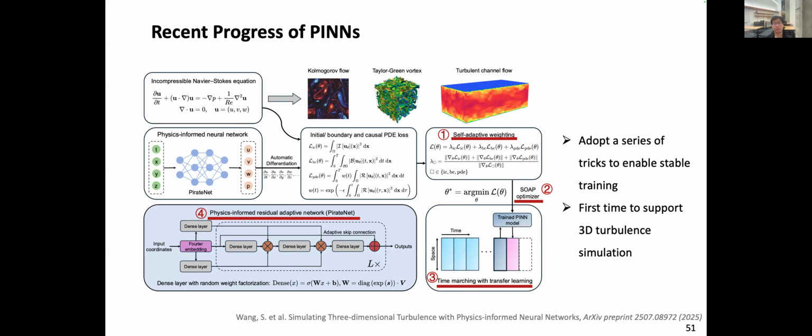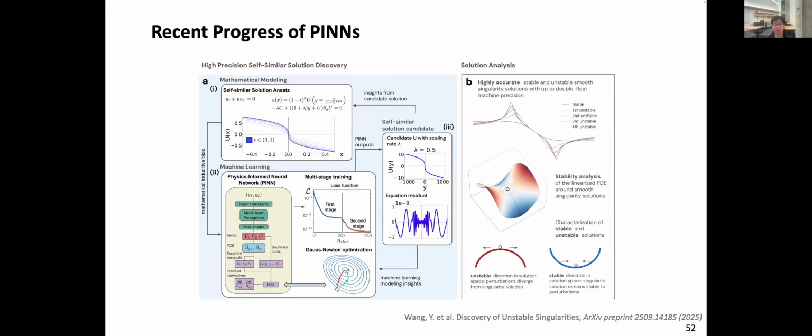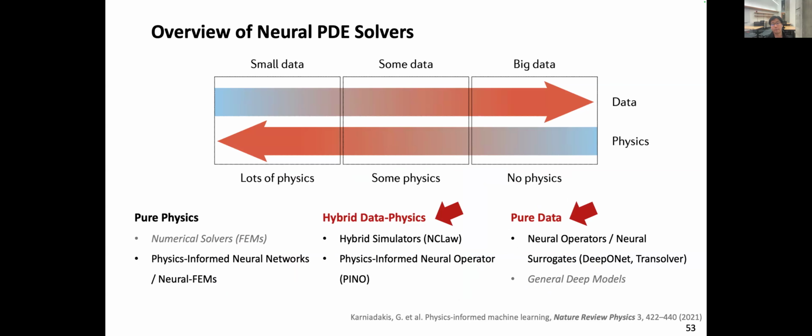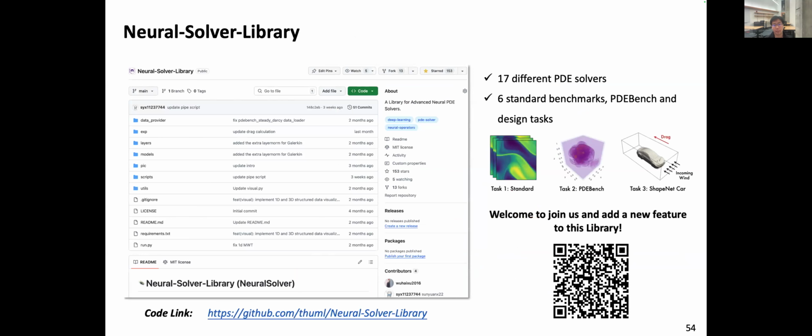And additionally, we also got some very exciting news about PINNs in recent months, including research enabling 3D turbulence. This work is from Yale. Some researchers from NYU, Stanford, and DeepMind, etc., also demonstrated the potential of PINNs in scientific discovery, which can be used in discovering unstable singularities within PINNs. And previously, I also did some explorations not only on PINNs, but also on hybrid data-physics solvers and pure data-driven solvers. We have released a well-organized library with advanced algorithms and datasets. So if you are interested, you can also check this project.